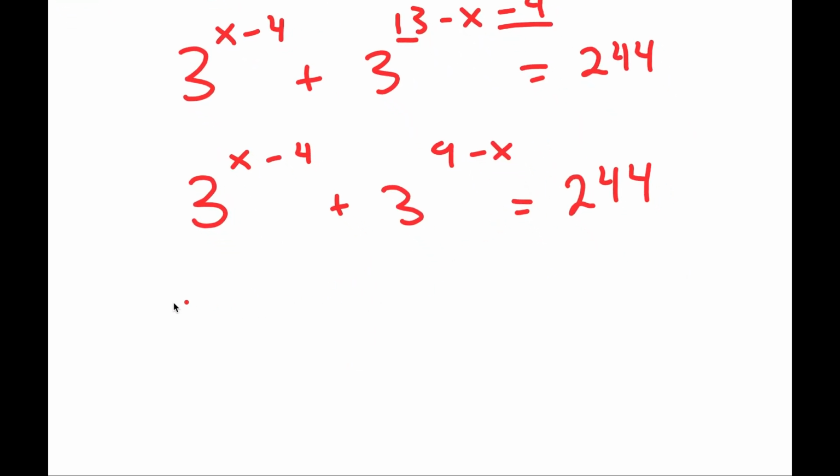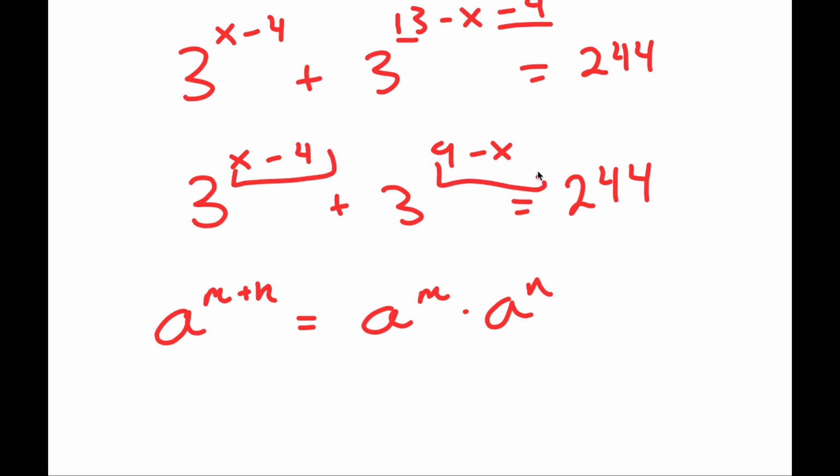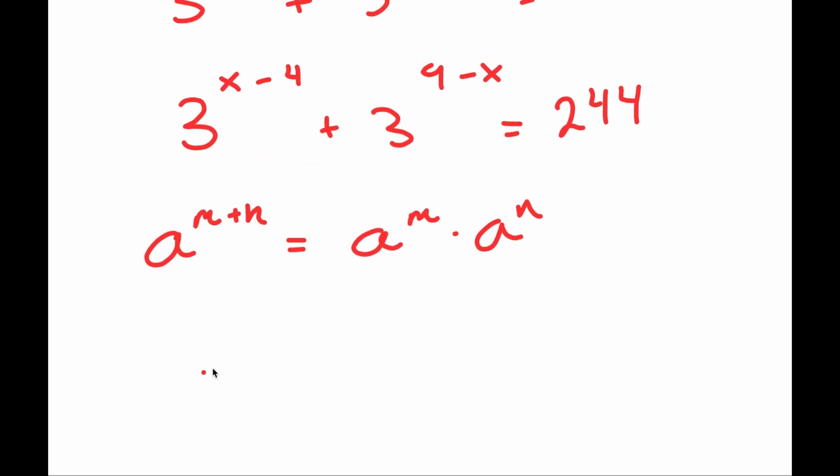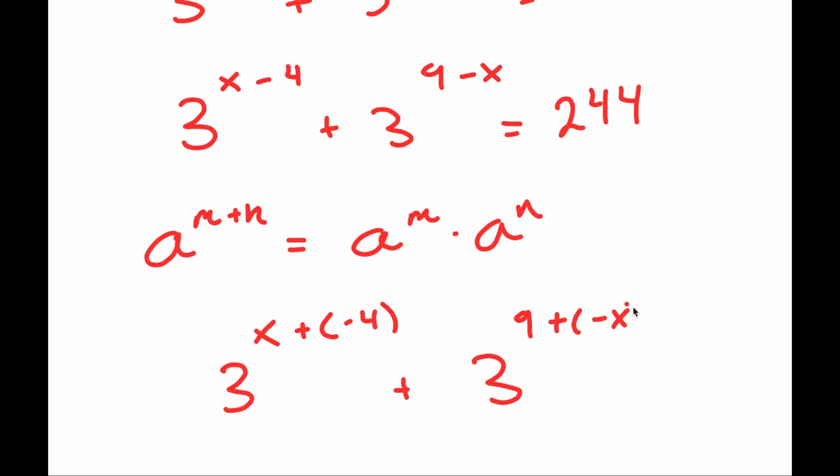Now, if I have something in the form a to the power of m plus n, this is equal to a to the power of m times a to the power of n. This is an important exponential property that you guys should know. Over here, if you notice, we only have subtractions: x minus 4 and 9 minus x. But we can rewrite these as additions. So 3 to the power of x minus 4, I can rewrite as 3 to the power of x plus negative 4. And 3 to the power of 9 minus x, I can rewrite as 3 to the power of 9 plus negative x.